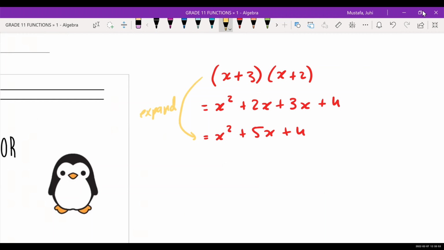Now what we're going to do is we're actually going to go the opposite way. It's kind of like I'm going to give you the answer, which is the x squared plus 5x plus 4. And I'm asking you what was the question to give you that answer. And this is called factoring. So when you're factoring, you're actually trying to figure out the question, and often brackets are involved. And that's how you know you factored it correctly.